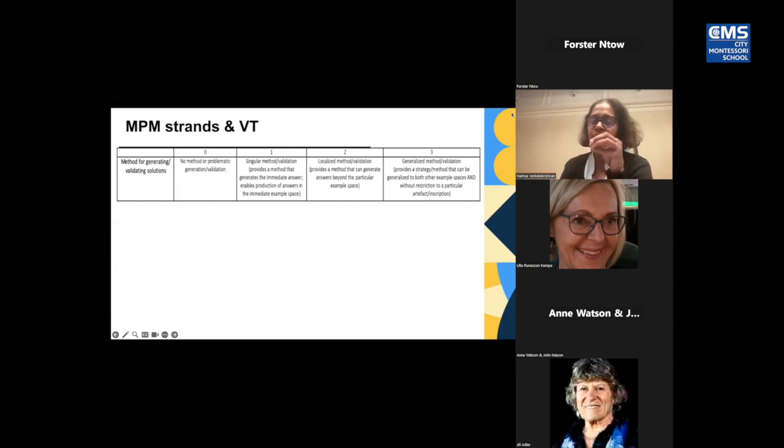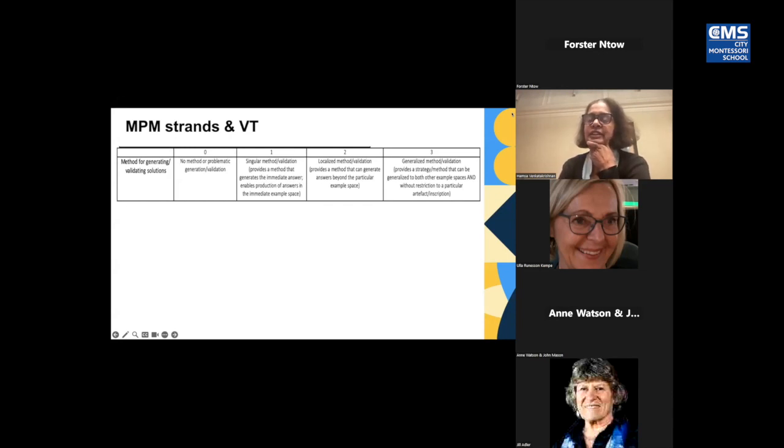And you can see already we're picking up on variation theory ideas because the idea of example space is being used here. One level above that, we were talking about localized methods or validations. And here there would be a provision or an acceptance of a method that can generate answers beyond the particular example space, but it's not fully generalizable. And then at the top level, we had generalized methods or validations.